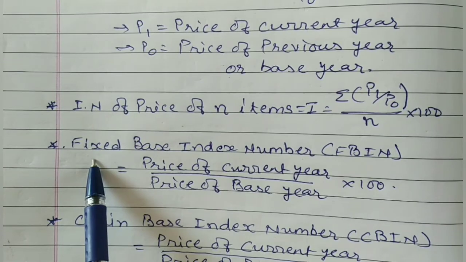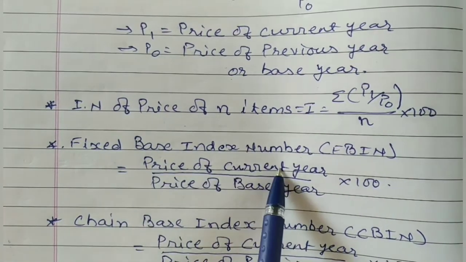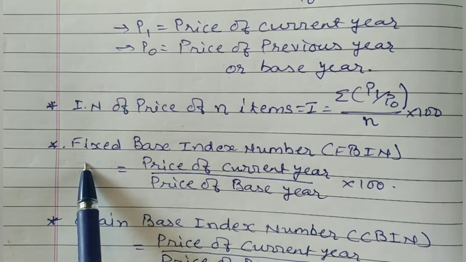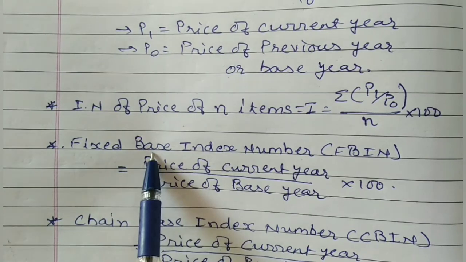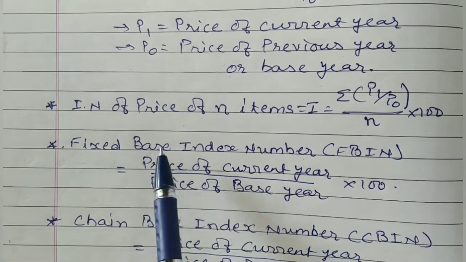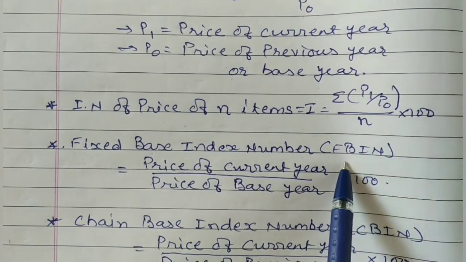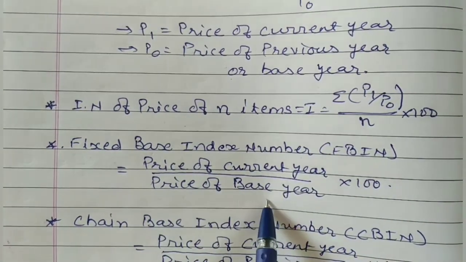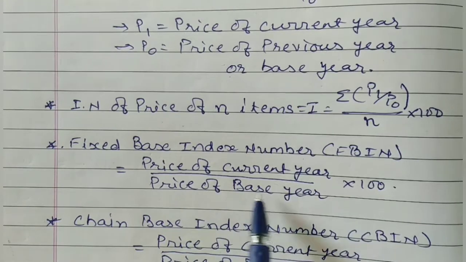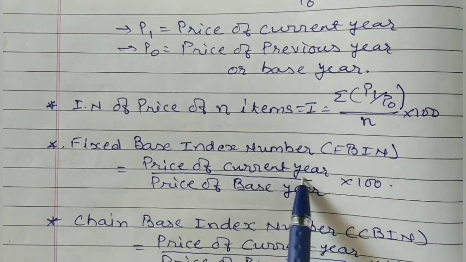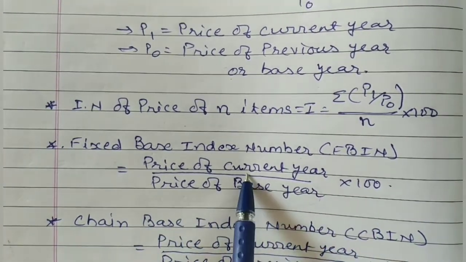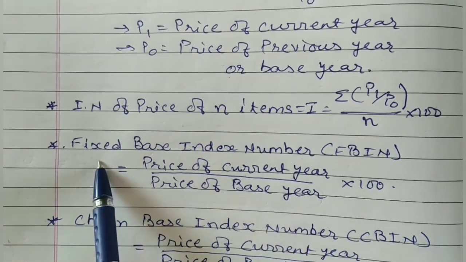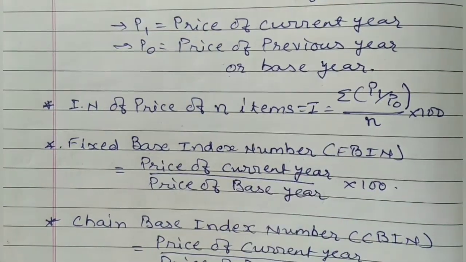It is given as fixed base index number. The formula itself shows fixed base. That means the base should be fixed. It is also denoted as FBIN. So price of current year upon price of base year into 100. That means the base will remain fixed for any of the calculations. That's why it is called fixed base index number.